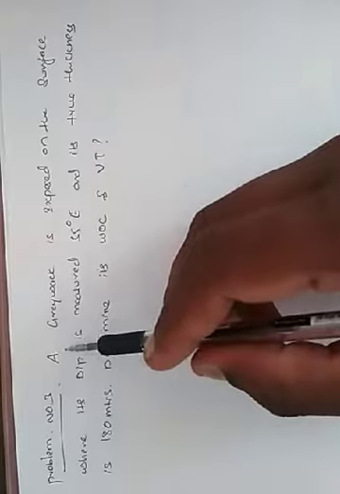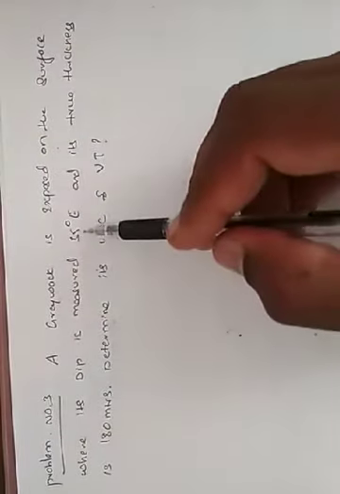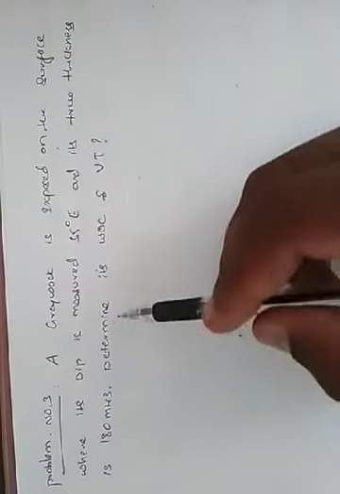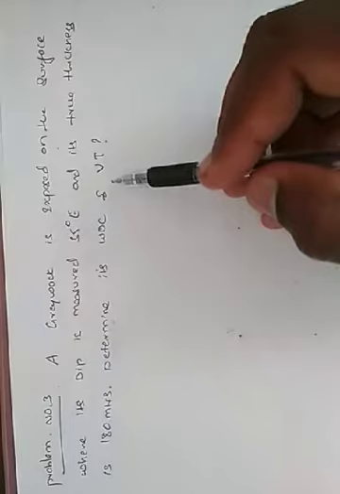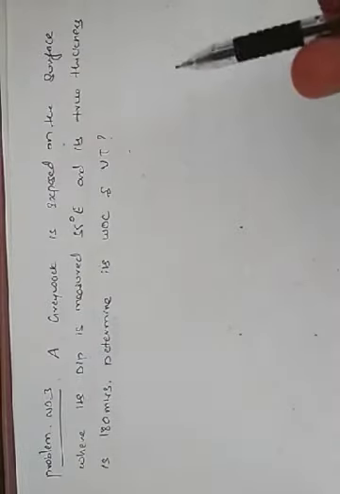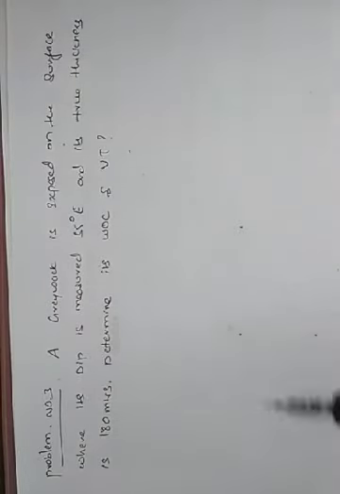So let us solve one more problem with different parameters. Again, here the problem is given: a bed is exposed on the surface where its dip is measured 35 degrees east and its true thickness is 180 meters. Determine its Woc and Vt. So this is a different problem from the previous problems. Here they have given dip and true thickness, where we need to measure the Woc, that is width of outcrop, and vertical thickness.